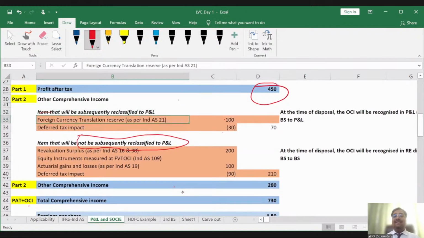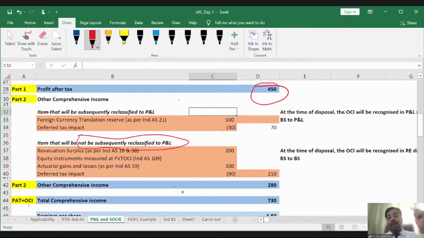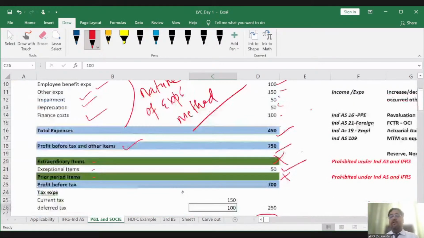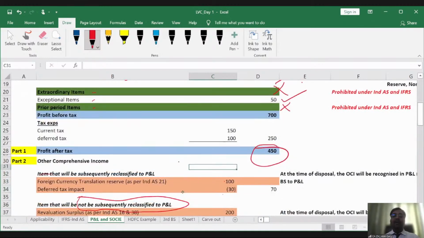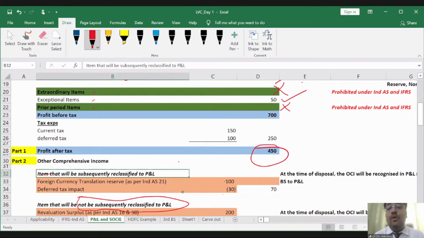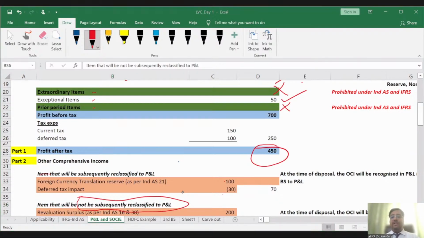If the company has a foreign currency translation reserve and the subsidiary has been sold out, or the item on which the foreign currency translation reserve has been created has been disposed of, sold out, or derecognized, in this case, whatever closing balance of OCI will be there with respect to FCTR will be routed to the P&L. Foreign currency translation reserve, if there is any FCTR, will go to other income in the subsequent year at the time of disposal. Okay. So this is known as an item that will be subsequently reclassified to P&L at the time of derecognition or disposal. I hope the meaning of reclassification is clear to all of you. Item that will be subsequently reclassified to P&L, item that will not be subsequently reclassified to P&L. I hope it is clear to all of you guys.